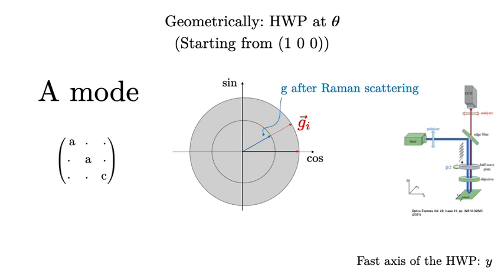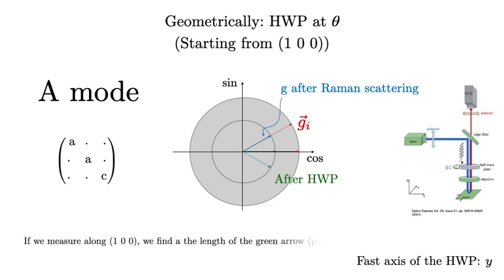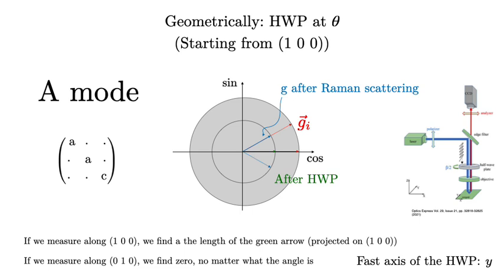Now, this light goes through the half-wave plate again. So there is first a pi shift, and then a rotation by theta. And so we end up with the green arrow. Now, if we measure the polarization at the level of the analyzer along the 1, 0, 0 direction, we find the length of the green arrow, right? It's going to be A. And if we look at 0, 1, 0, we find 0, because the green arrow is always perpendicular to the 0, 1, 0 axis.